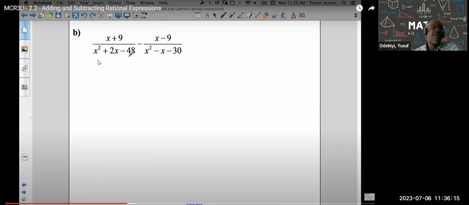Now the other one was multiplying, was adding rational expressions. This is now subtracting rational expressions. So it's basically like subtracting fractions. Okay, same sort of thing. You have to get the common denominator.